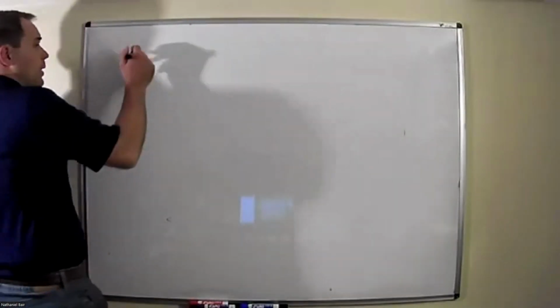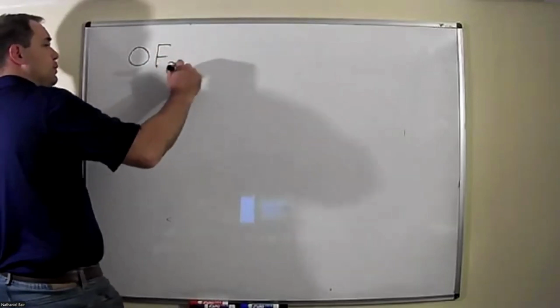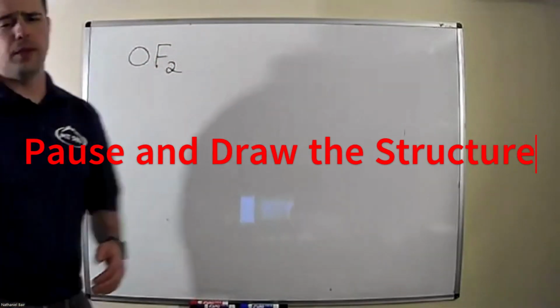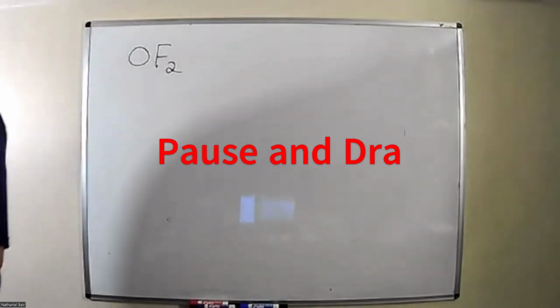How about this guy? How about OF2? Try and draw the right Lewis structure for that one. Take a minute. You got this. Worst thing you can do is get it wrong.